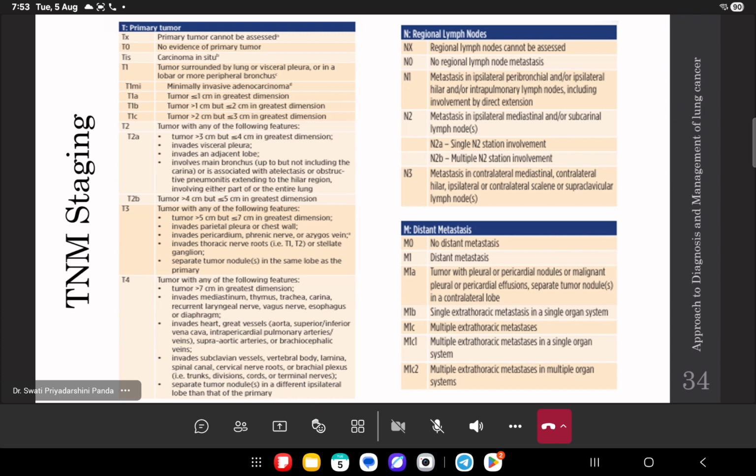Invades parietal pleura or chest wall. Invades pericardium, phrenic nerve or azygos vein. Invades thoracic nerve roots or stellate ganglion. Separate tumor nodules in the same lobe as the primary.